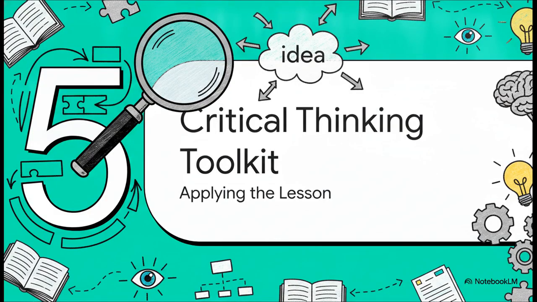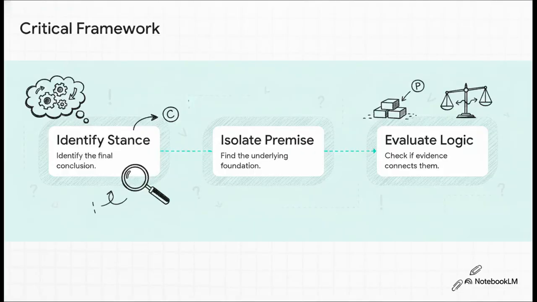Section 5. Your critical thinking toolkit. Applying the lesson. We've covered a lot of ground today, so let's bring it all together. So, the crucial point is this 3-step critical thinking framework for dissecting any academic text. Step 1. Identify the final conclusion. What is the absolute ultimate stance the author is taking? Step 2. Isolate the underlying premises. What is the actual foundation they're building this on? And step 3. Evaluate if the evidence actually logically connects the two, or if they're just making a massive leap.